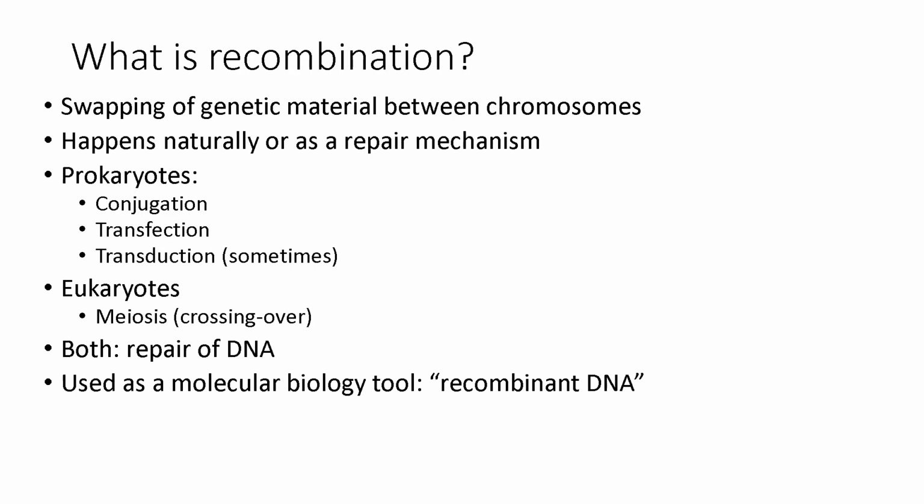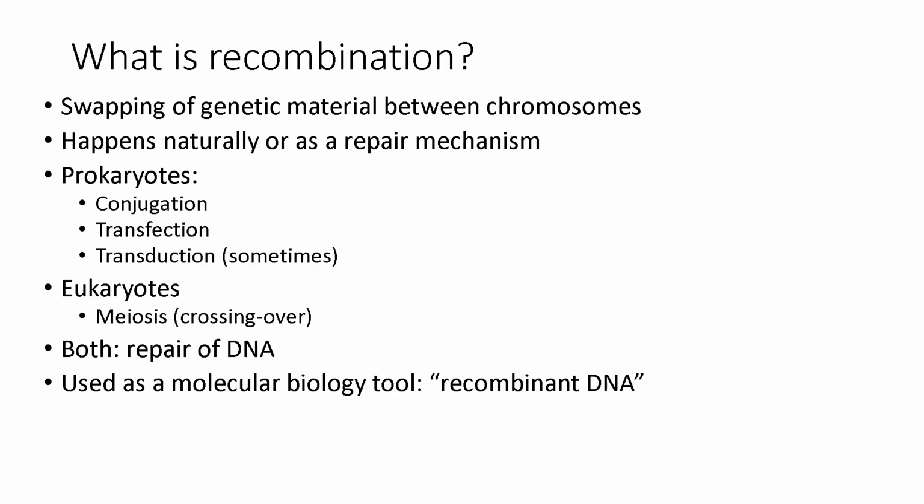Recombination refers to the exchange or swapping of genetic material between DNA molecules, typically between homologous chromosomes. This process occurs naturally as a method of genetic repair or diversification. In prokaryotes, recombination happens through mechanisms like conjugation, transfection, and sometimes transduction. In eukaryotes, recombination is a hallmark of meiosis, where crossing over events occur.